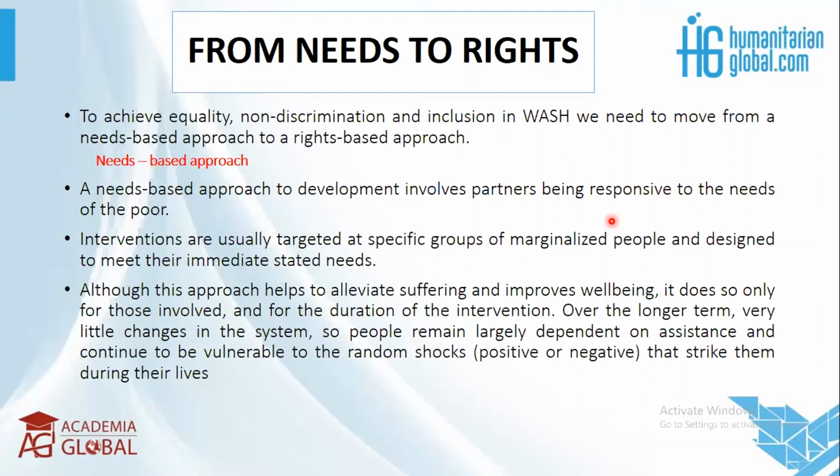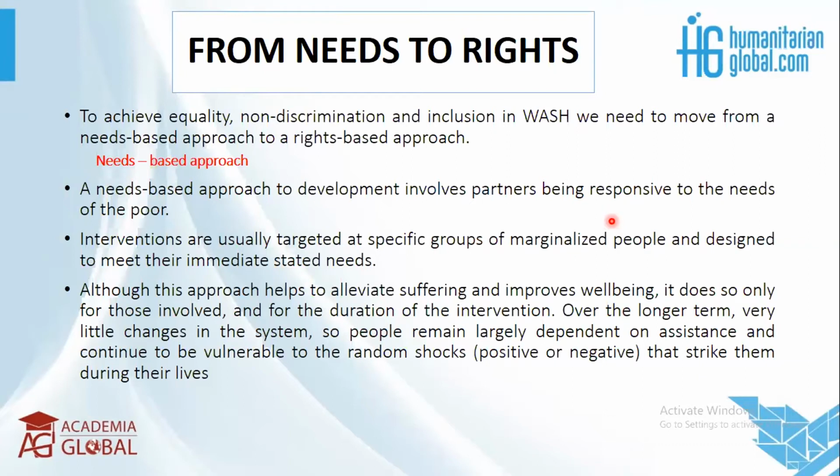So the interventions usually target specific groups of marginalized people or individuals, and they are usually designed to meet their immediate needs. When you look at a needs-based approach, it usually targets a specific group of individuals, or maybe a marginalized community. Usually they have just an immediate need, and it doesn't look at the long-term needs of a community. So although this approach alleviates suffering or improves well-being, it does so only for those involved and for the duration of the intervention.